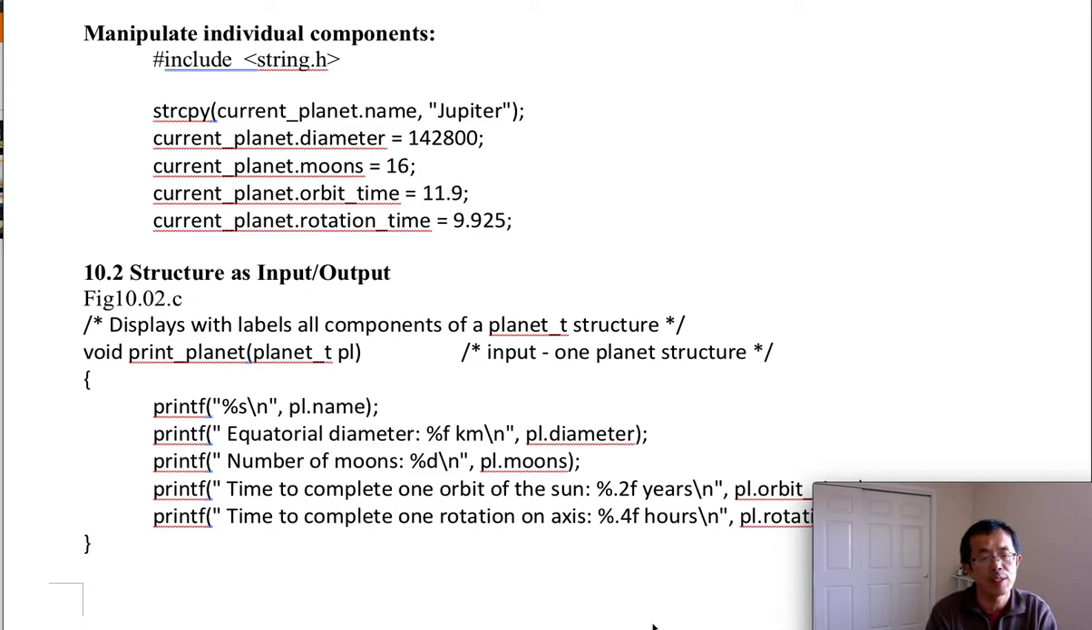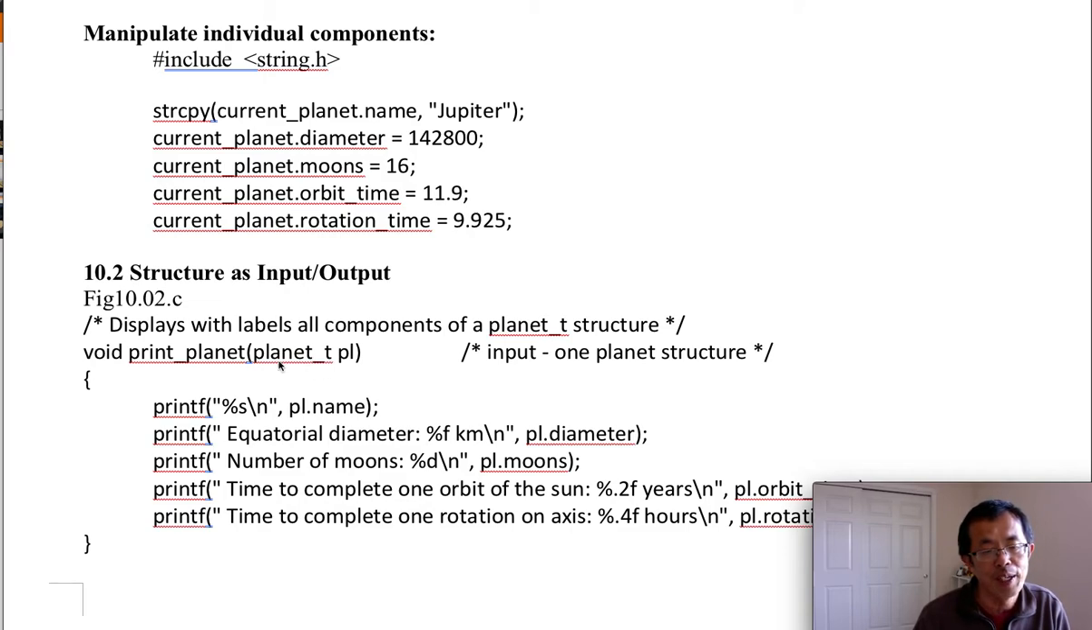Welcome back to the class of C programming, and we are continuing to work on how we use structures, how we access structures in the C language. In the beginning, we talked about this function, which is used to print out all the information of a particular planet. The planet is named PL. It is defined as planet_t type.